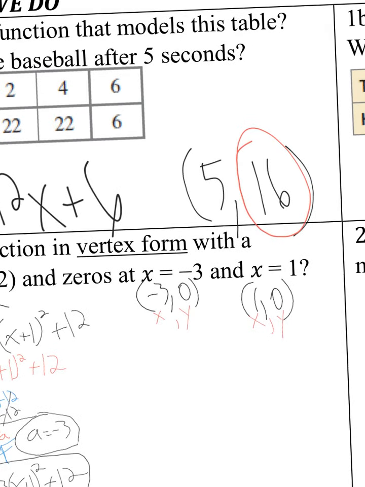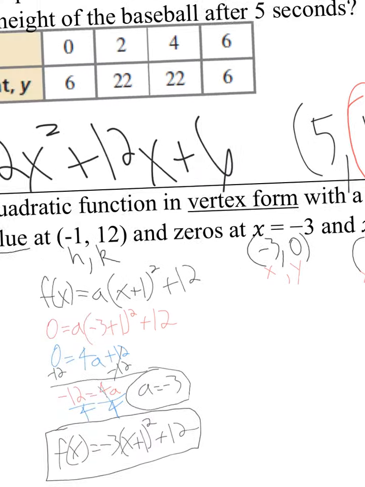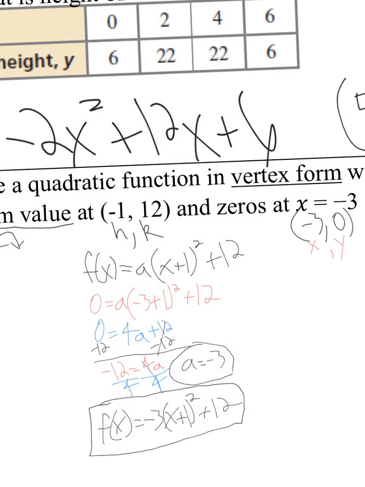And so you see how it says vertex form, so I'm not going to plug it into that p and q formula. I'm going to plug it into the vertex form formula. That's why I wrote out the zeros at x equals -3 and 1, like (-3, 0) and (1, 0). If you're using vertex form, you only need one of the points. As you can see, I plugged in -1 and 12 for h and k, so that became x plus 1, since the formula is x minus h.